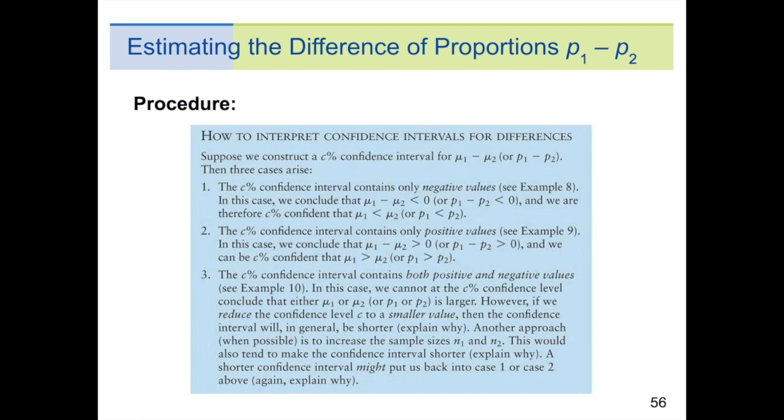However, if we reduce the confidence level to a smaller value, possibly 90% or 80%, then the confidence interval will, in general, be shorter. Another approach, when possible, is to increase the sample sizes. This would also tend to make the confidence interval shorter. A shorter confidence interval might put us back into case 1 or case 2 above.